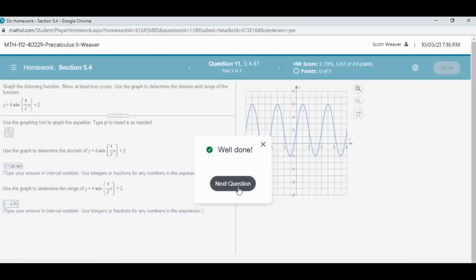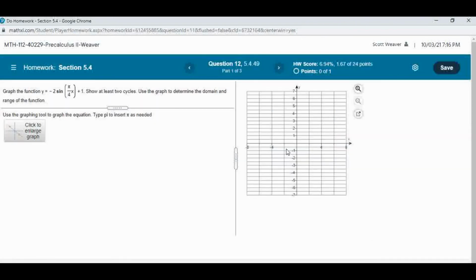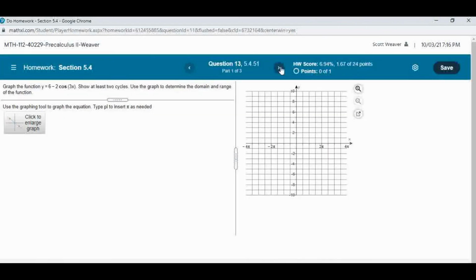So if we have a sine, that's how we do that. And if we have instead a cosine, we do something very similar, but we would just use the cosine function. So let's just have a quick look at this one. First off, we need to reformat this. So it's negative 2 cosine 3x plus 6 would be the usual way we'd write it according to our default format.